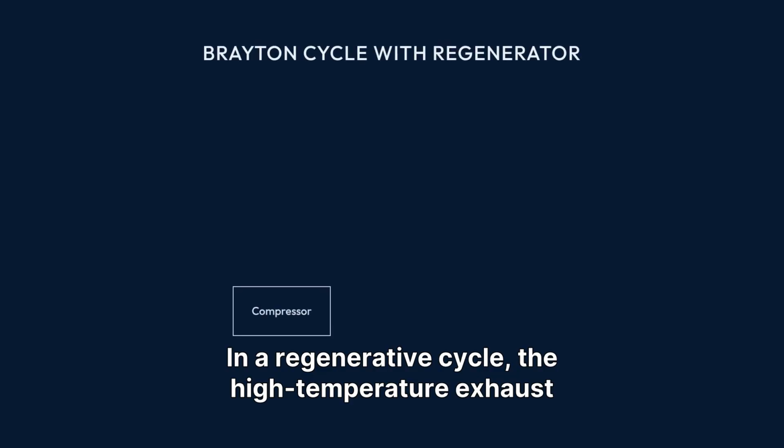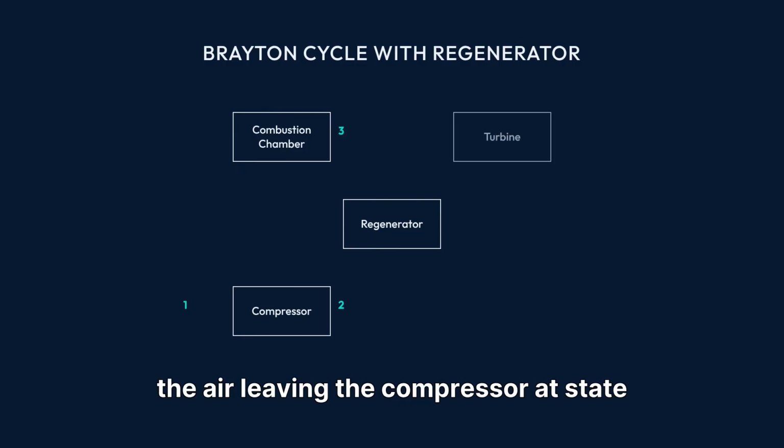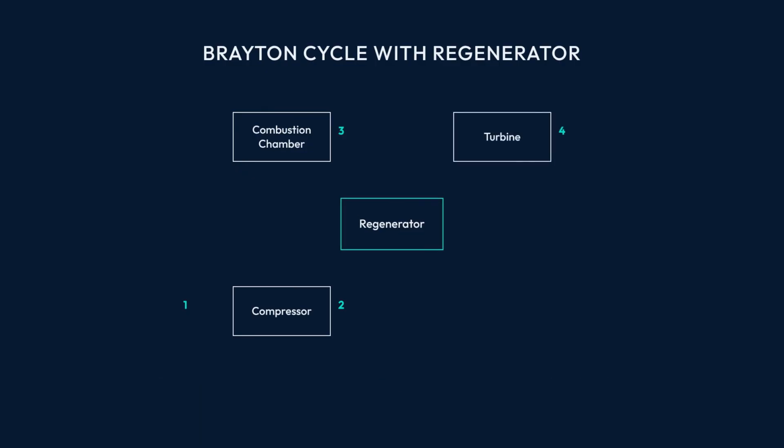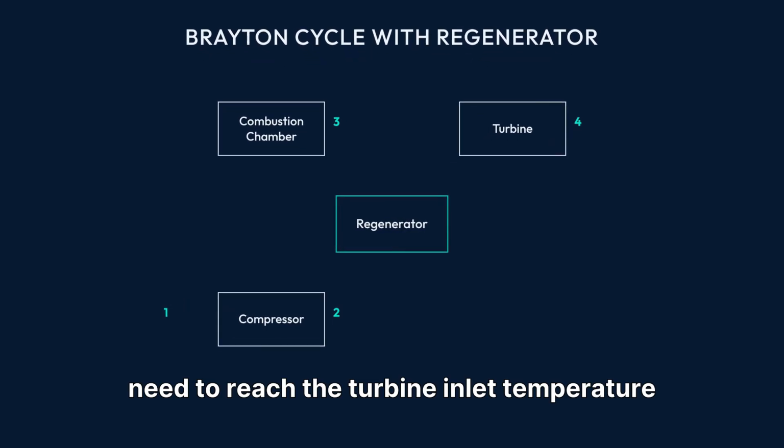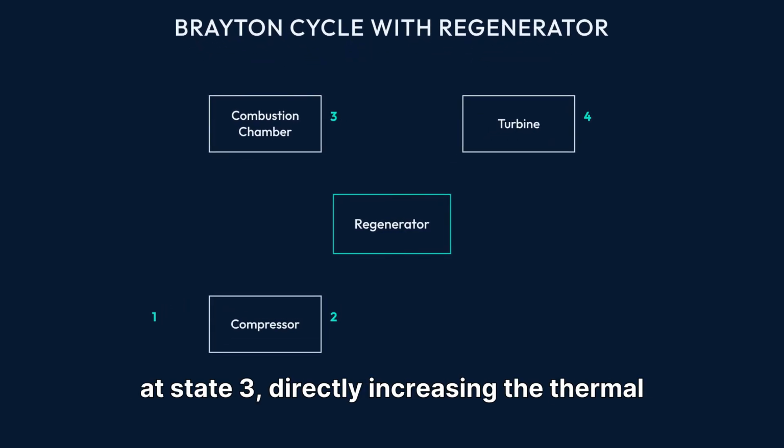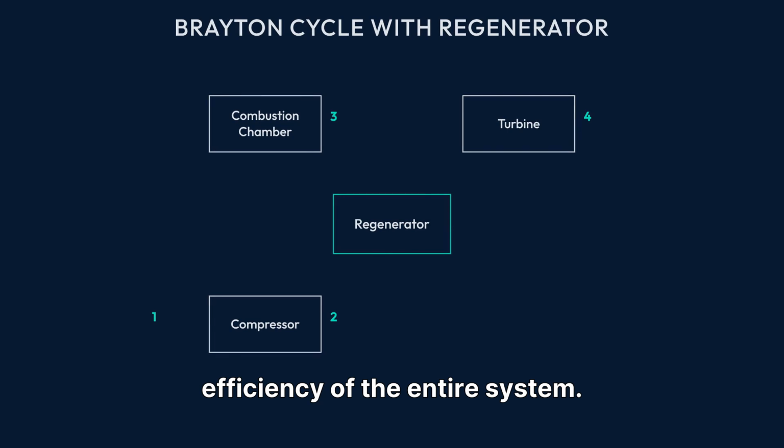In a regenerative cycle, the high-temperature exhaust at state 4 is used to heat the air leaving the compressor at state 2. This reduces the amount of fuel we need to reach the turbine inlet temperature at state 3, directly increasing the thermal efficiency of the entire system.